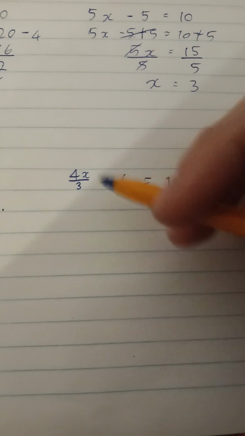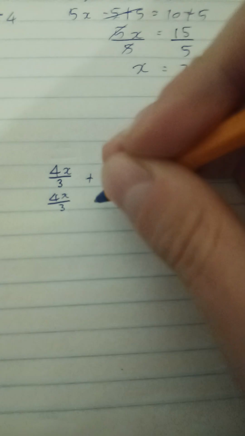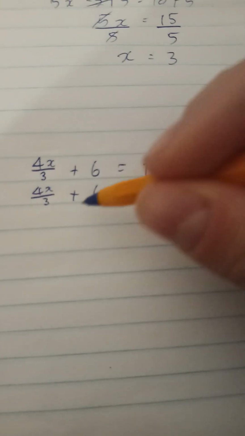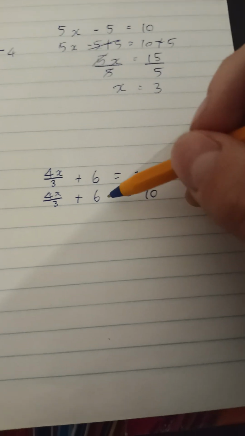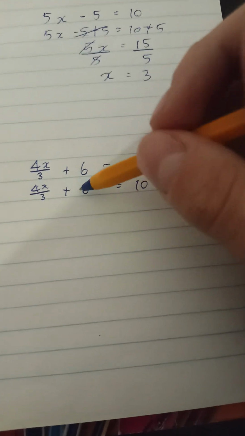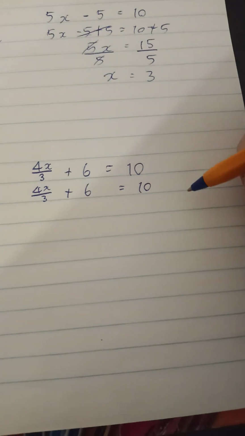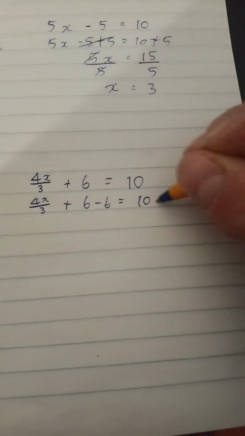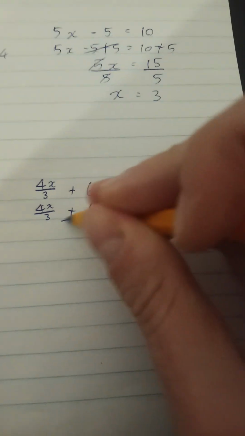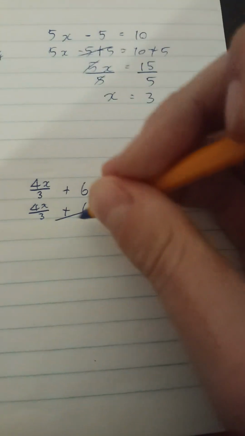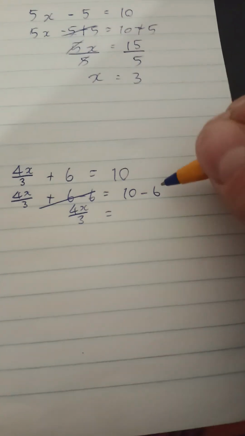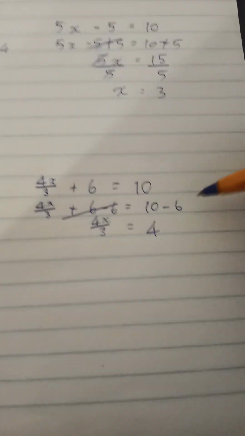Now, what do I say? First thing you need to do, get rid of the constant. We say 4x over 3 plus 6, leave a space, is equal to 10. In order to get rid of the 6, where it was plus 6 over here, now we have to minus both sides by 6 so that we can cancel out the 6 on this side. So we minus 6 on this side, and we minus 6 on this side, so that we can cancel it out. Plus 6 minus 6 is equal to 0. 4x over 3, that's what we are left with, is equal to 10 minus 6, which is equal to 4.